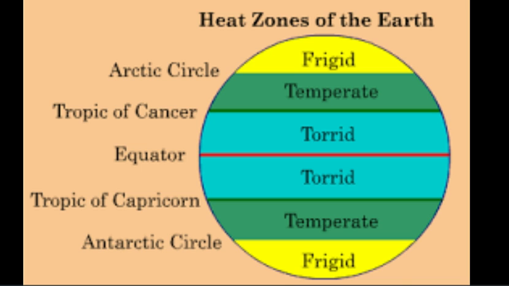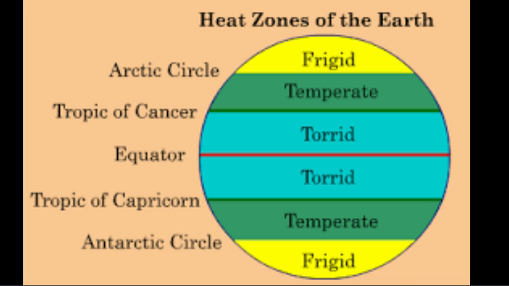Next is the temperate zone, which lies between the Tropic of Cancer and Arctic Circle in the north and between the Tropic of Capricorn and Antarctic Circle in the southern hemisphere. The word temperate means moderate. This zone has moderate temperature as sun rays slant a little.